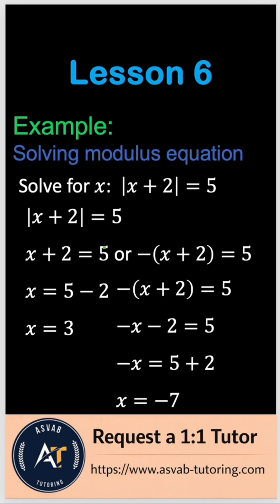So if x plus 2 equals 5, we add negative 2 to both sides, so we're left with x equals 5 minus 2, which gives us x equals 3. And if we take negative parenthesis x plus 2 equals 5, we are left with negative x, negative 2 equals 5. So negative x equals 5 plus 2 if we bring this 2 to this side. And negative x equals 7, but we need the value of positive x. So we put this negative sign before 7. So we will get x equals negative 7.